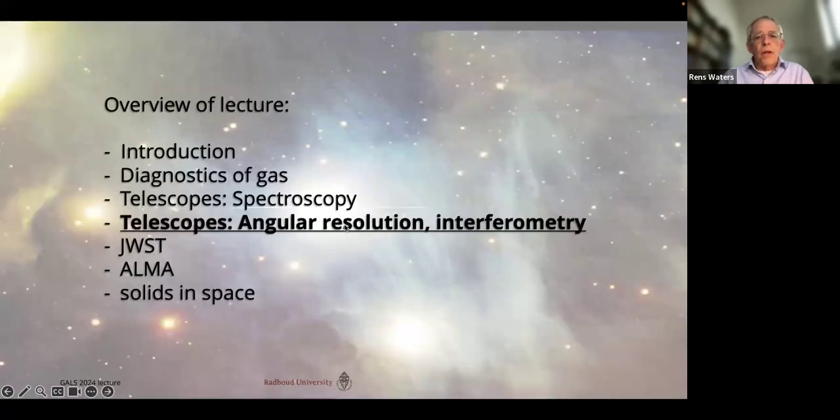Okay, so let's dive now into angular resolution, because that is, of course, one of the most important things for a telescope. The higher the angular resolution, the sharper the images, the more you can tell about a particular object. And of course, apart from the collecting area, which provides you with sensitivity. So let's talk about angular resolution and then about interferometry.